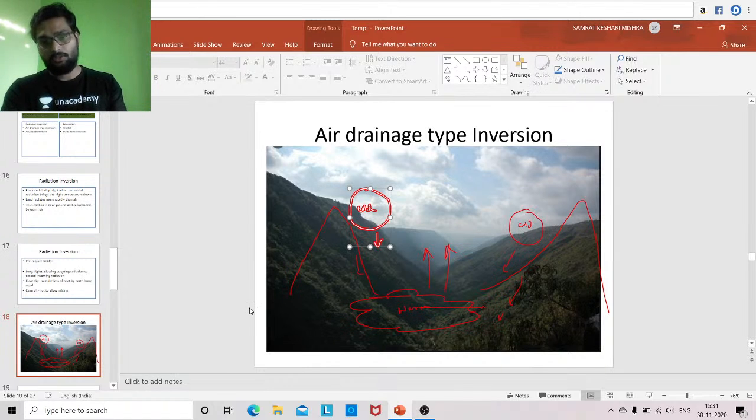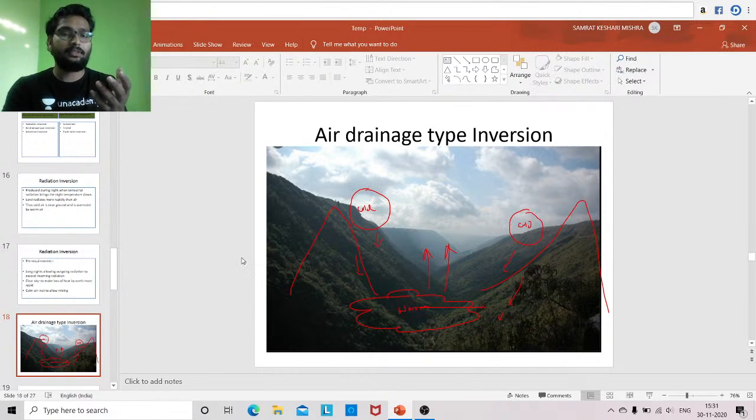The shape is like a saucer. Like when you drink soup, the upper part is in close contact with the atmosphere, so that is why it will be more cool, whereas the lower part will be more warm. Similarly, the upper part is cold and the lower part is warm. At night, the cold air mass in the upper part, because of its increased weight, will start sinking.